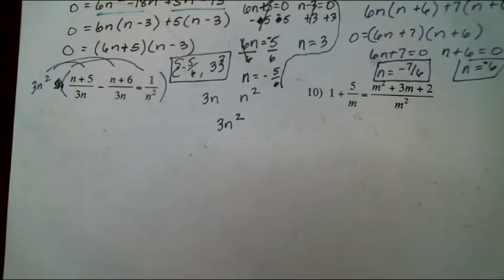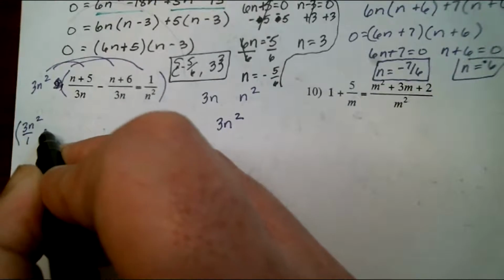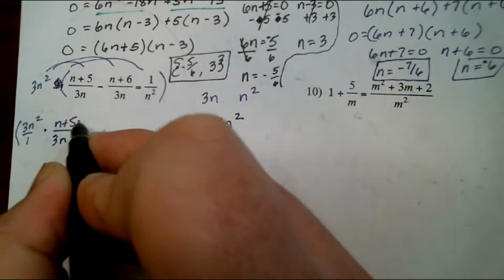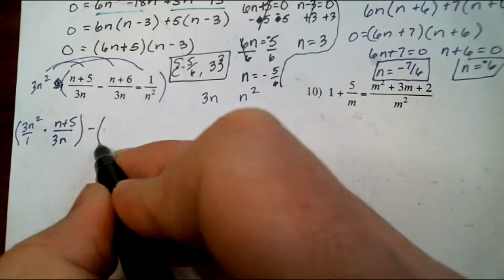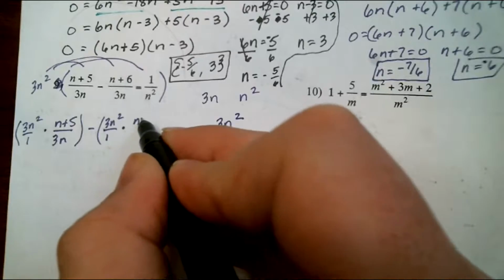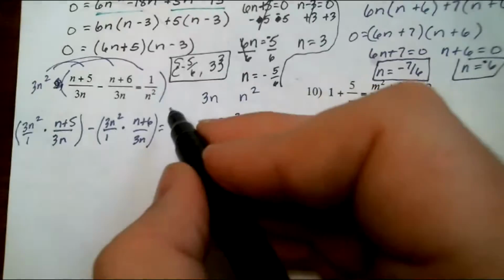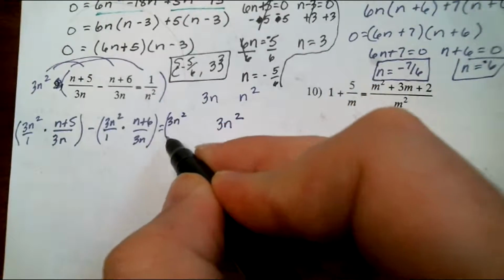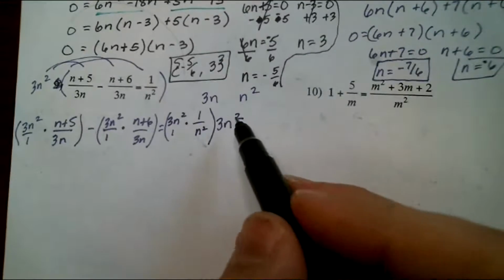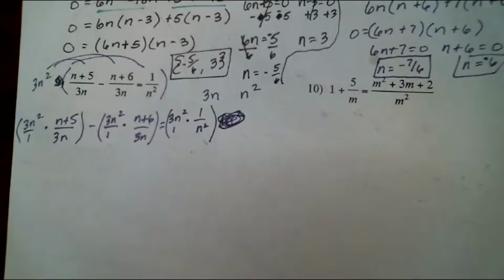So then let's write all that out. 3n squared over 1 times n plus 5 over 3n, minus 3n squared over 1 times n plus 6 over 3n. I'm picking up the speed because, again, this is just formality here. And then 3n squared over 1 times 1 over n squared. That's really not there, so don't want to confuse you.